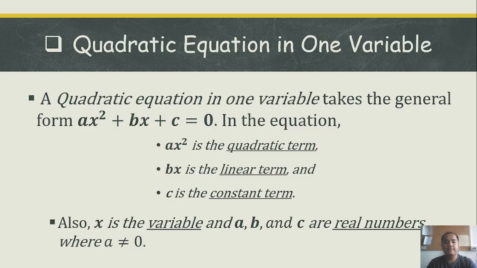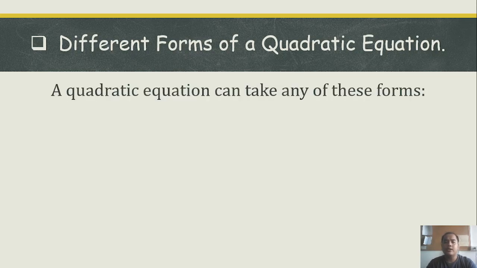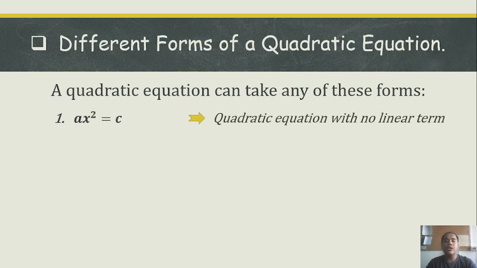So, let's continue. So, there are different forms of a quadratic equation. So, you already know the first form, which is the general form. So, ano pa ba yung ibang uri ng form ng quadratic equation? A quadratic equation can take any of these forms. Now, number 1, we have here ax squared is equal to c. So, the name of this form is the quadratic equation with no linear term. So, bakit ba sinabi na walang linear term? Kasi hindi nyo naman nakita si bx, right? Walang bx, walang linear term, kaya siya tinawag na quadratic equation with no linear term. The second one is ax squared plus bx is equals to c. So, this form is the standard form of the quadratic equation.